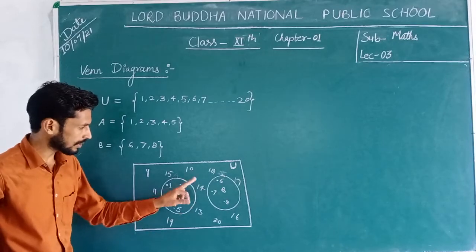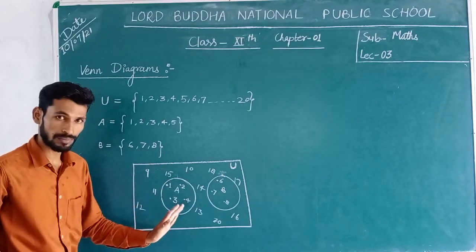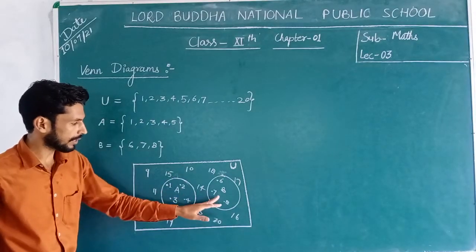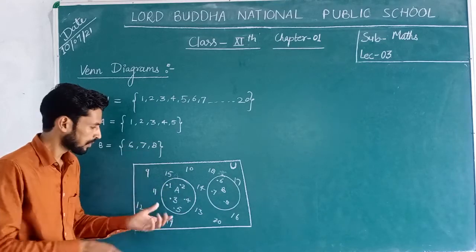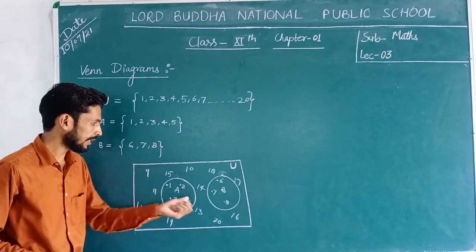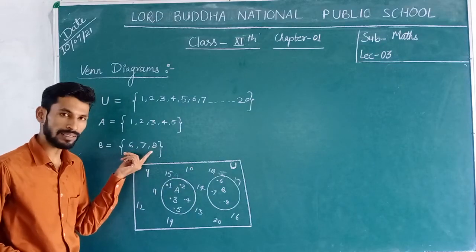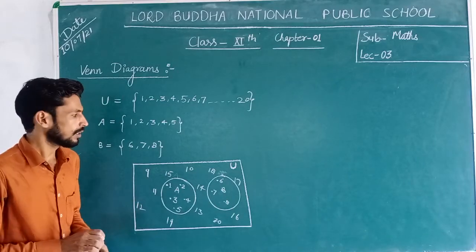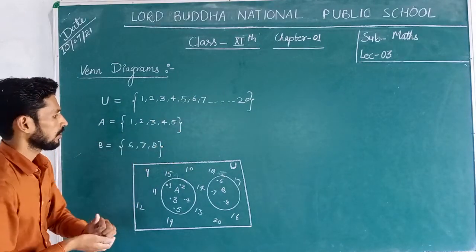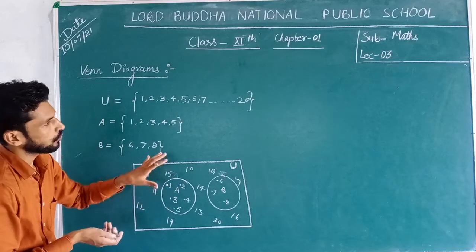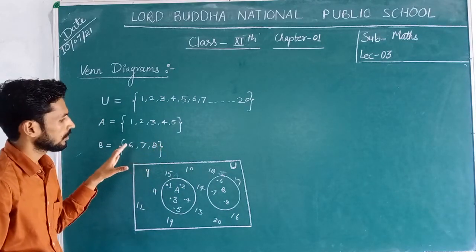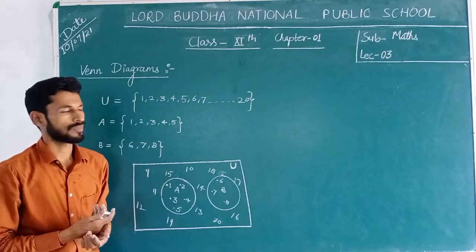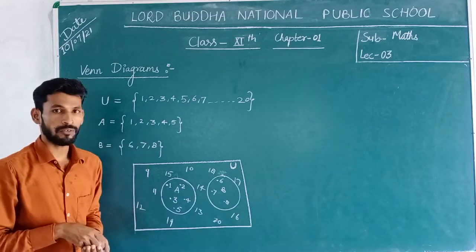ये जो आउटसाइड द सर्कल है but inside the rectangular box, ये सभी एलिमेंट यूनिवर्सल सेट U के हैं. और ये A और B हैं, ये भी यूनिवर्सल सेट में ही हैं, but these elements are present in set A and these elements are present in set B. That is the representation of the Venn diagram. Clear? In this condition, according to the Venn diagram, we can represent the relation between all the given sets. So that is the method to represent the Venn diagram.